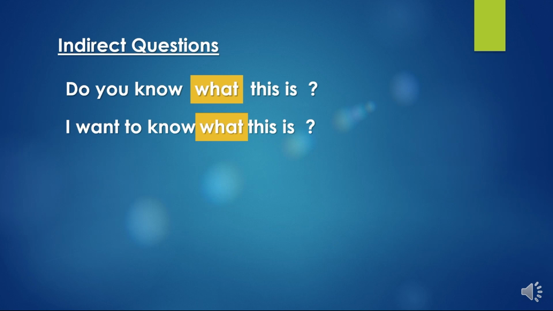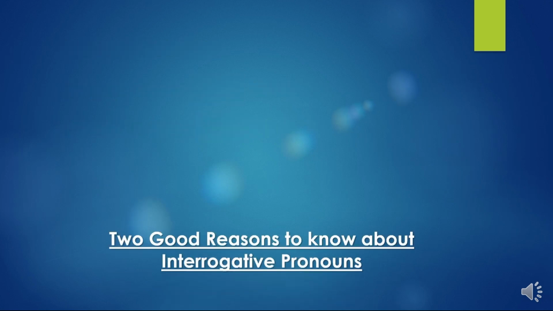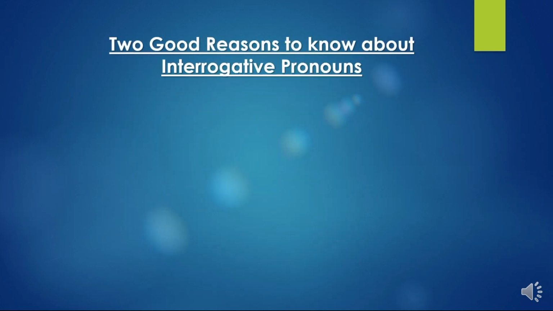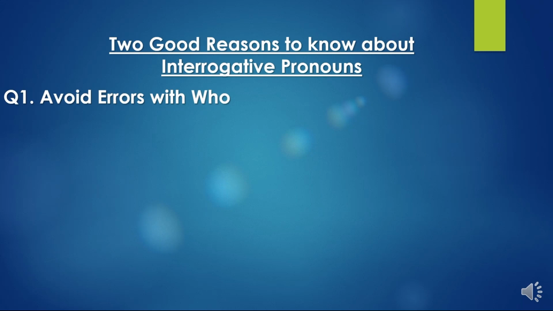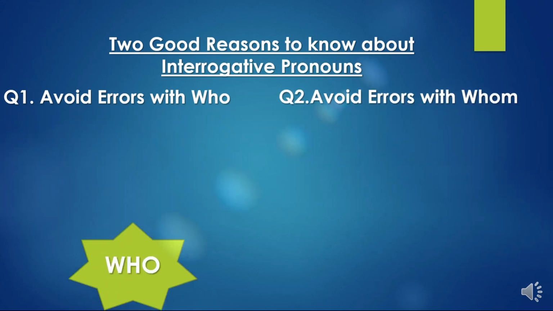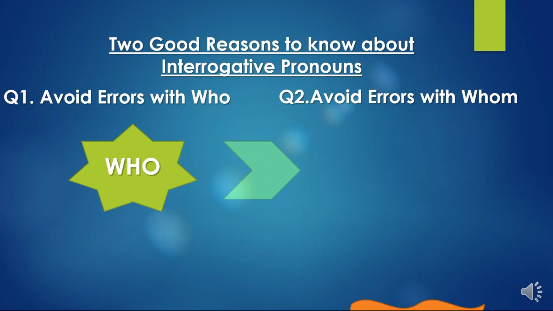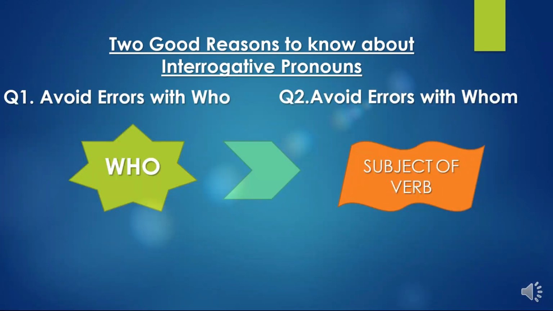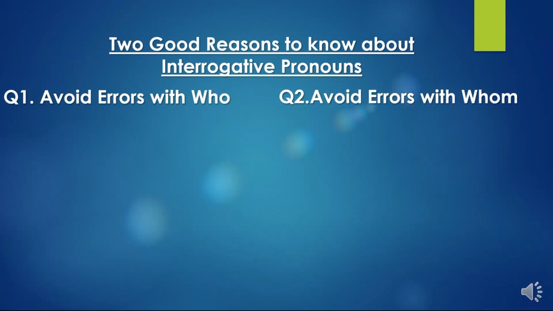Now my question here is why should we care about interrogative pronouns? Mistakes involving interrogative pronouns are rare, but there are 2 good reasons to know about them. First, avoid errors with who and whom. Remember that you can only use who when it is the subject of a verb. This is a simpler idea than you might think.